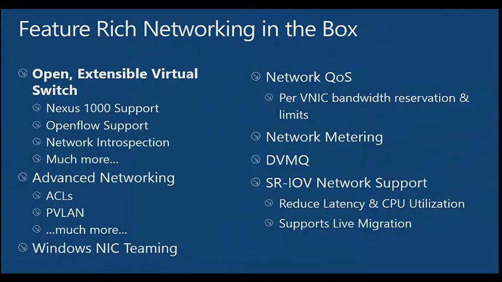Other stuff. So the virtual switch, extensible, all those things. Port ACLs, PVLAN support, NIC teaming, network quality of service. We'll look at this tomorrow in V305. So the ability to set bandwidth limits and caps and floors on a per VM basis. So you want to restrict network traffic. We want to do that stuff. We can do that real easy.